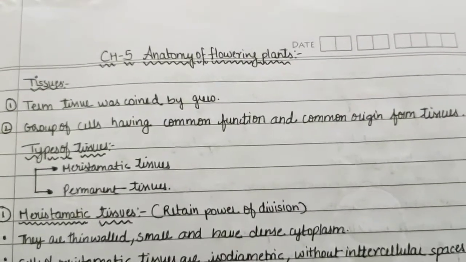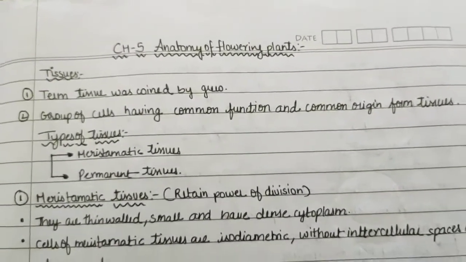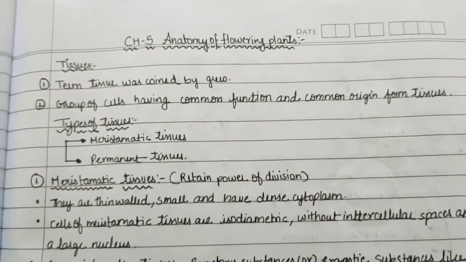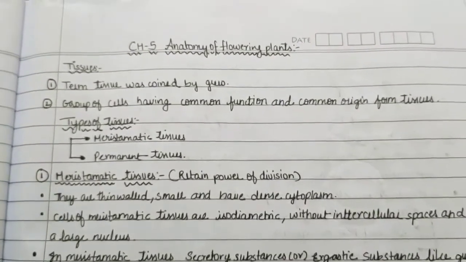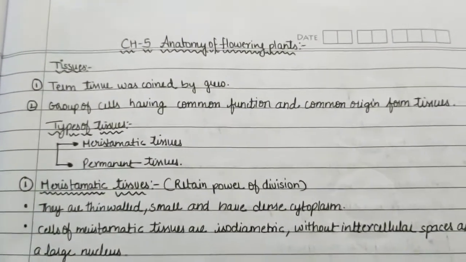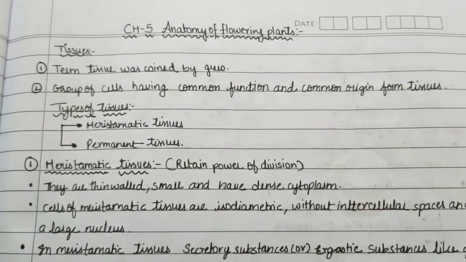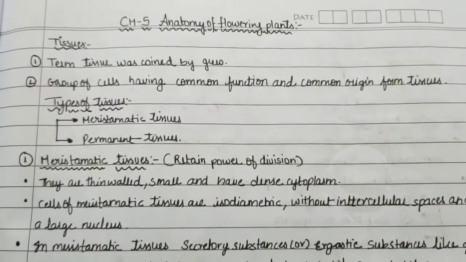Today, let us start with Chapter 5, Anatomy of Flowering Plants. First, tissue. The term tissue was given by N. Grew. A group of cells having common function and common origin form tissues. Types of tissues: there are two types of tissue, meristematic tissue and permanent tissue.